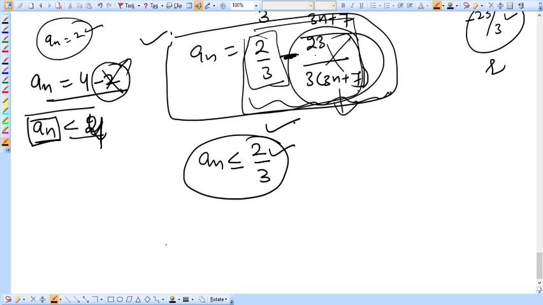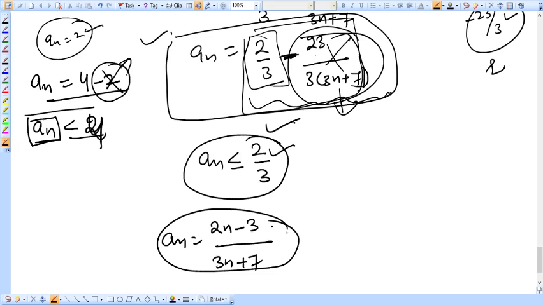Now, if a_n here is equal to 2n minus 3, over 3n plus 7, right, this is your a_n. So see what is your a1. So a1 would be 2 minus 3 divided by 10, which is equal to minus 1 by 10.